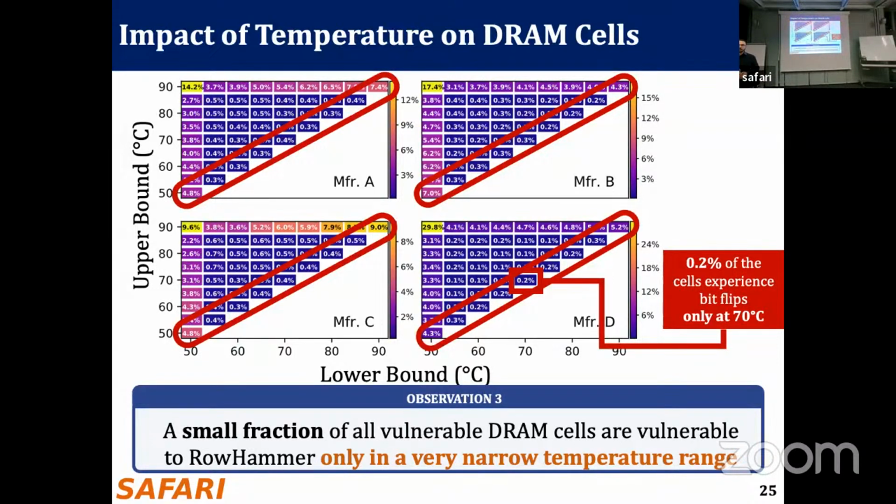So what is the average temperature of a DRAM chip? I think it depends on how much you stress it, but it's around this range basically. When you just start, maybe you see 40 degrees, but when you start using it after boot, it can easily go to 50, 60. Okay, thank you.